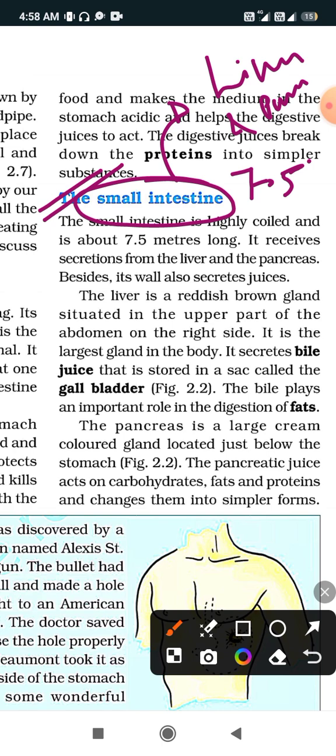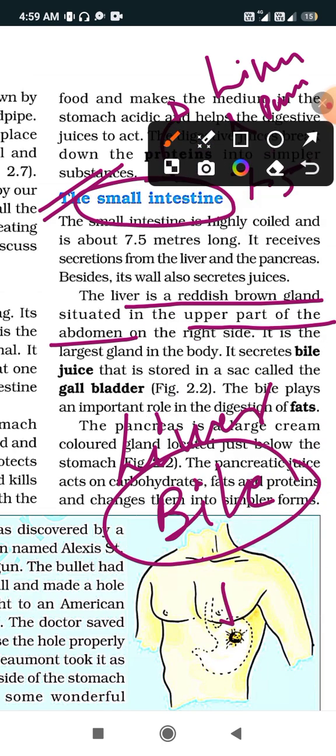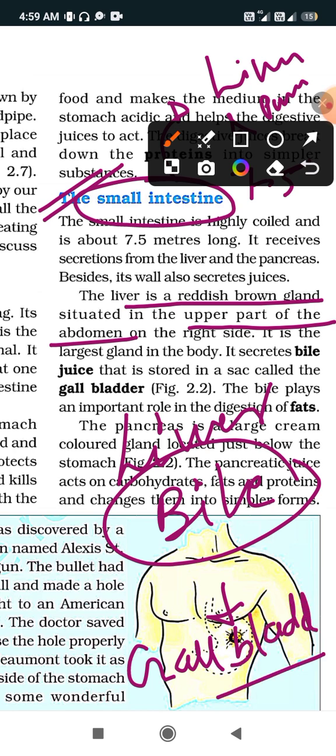Clear? Now the liver is a reddish-brown gland situated in the upper part of the abdomen. Clear? And the liver secretes bile juice, and bile juice is stored in the gallbladder. Clear, student? And the bile juice which is secreted by the liver is used for the digestion of fats.